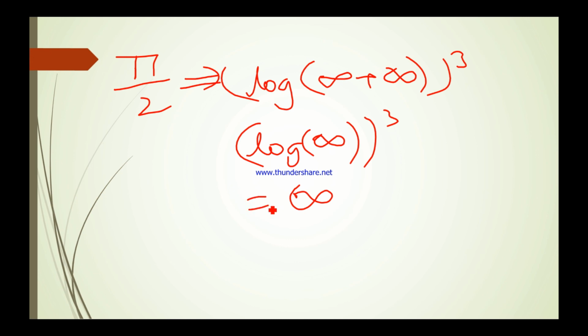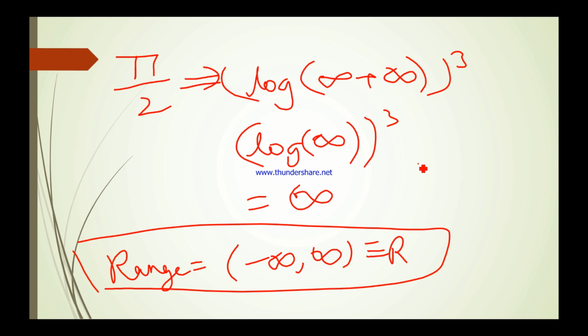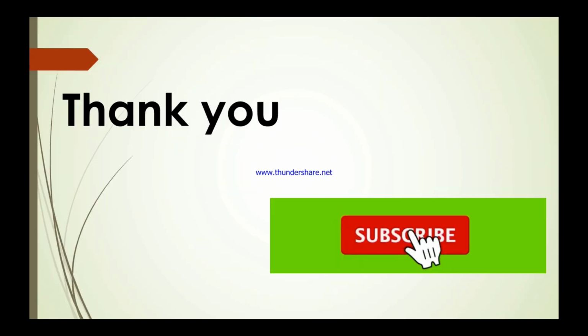So we got the range to be open, because infinity is not a proper value, from minus infinity to infinity, which is equal to R itself. So we prove range is this, therefore it is onto function. Therefore we proved all of the others, therefore we can say C as well. So we got the answers to be A, B and C. This is the answer. So therefore we solved our problem.